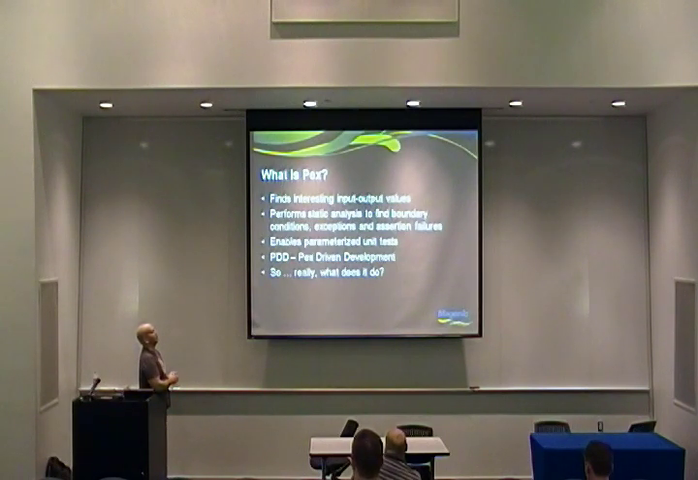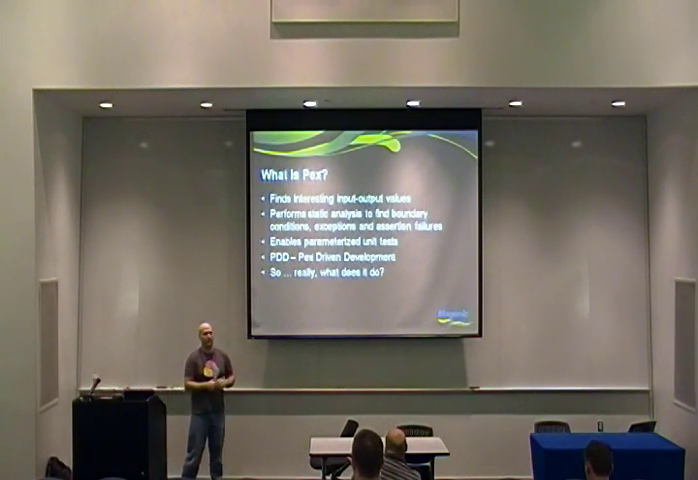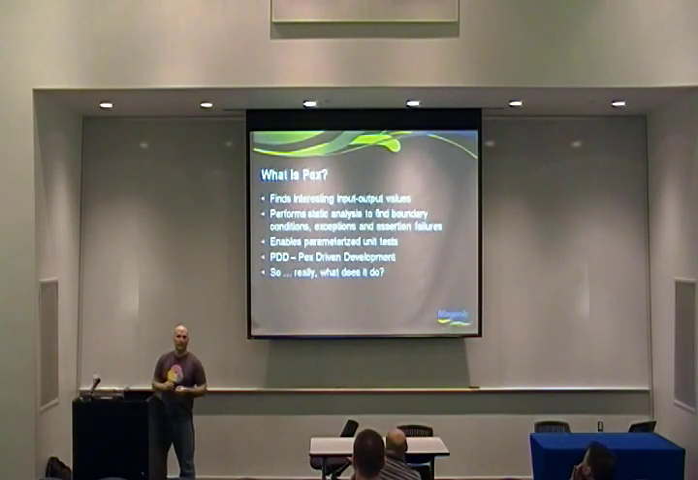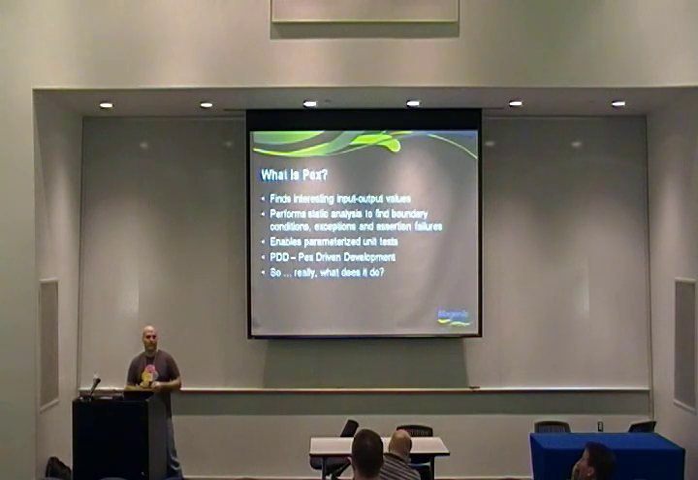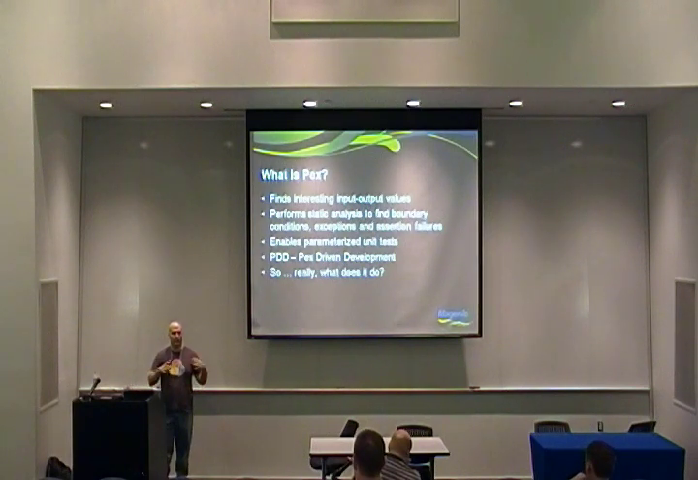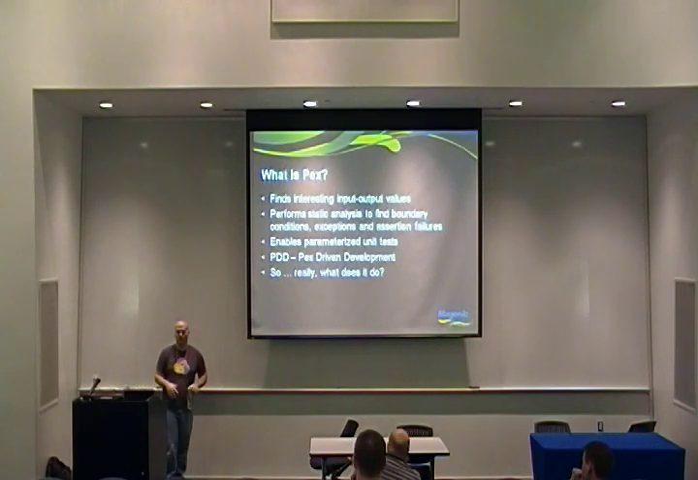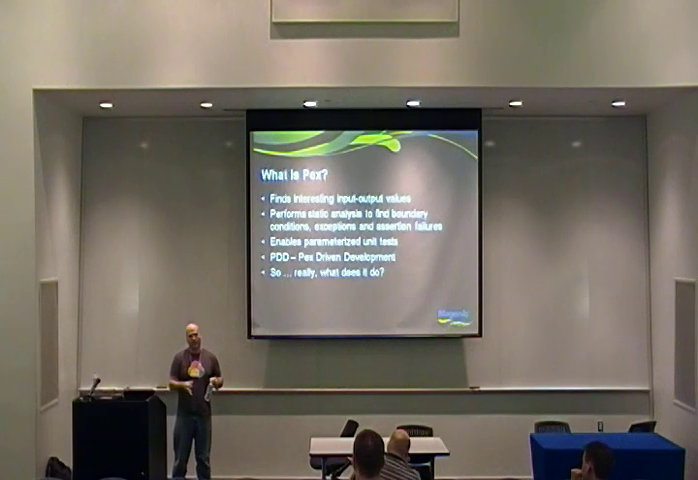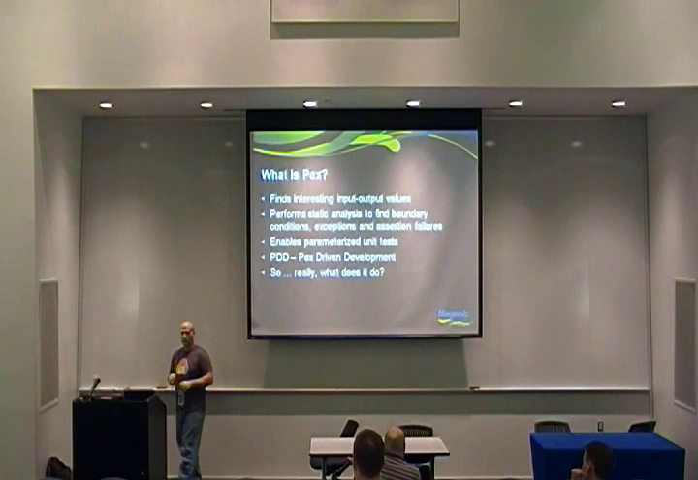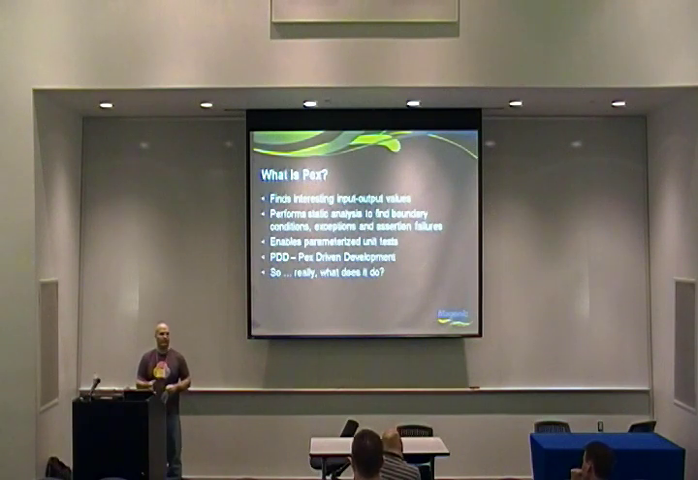So what is it? The first three bullet points I pulled from various different sections of their websites. It says that it finds interesting input-output values. So you have a method, and you say, I want to have PEX run on it. PEX basically looks at what's going on underneath the scenes to figure out what can or can't this method do. And it does this using the second bullet point, which is static analysis. Actually, it's static and dynamic analysis. I'll explain that later in the talk. It finds all these exceptional boundary conditions in your methods.